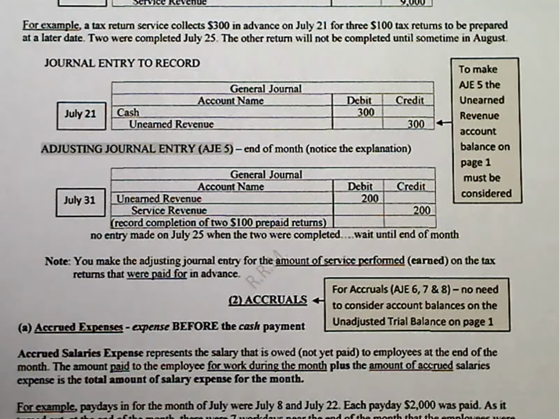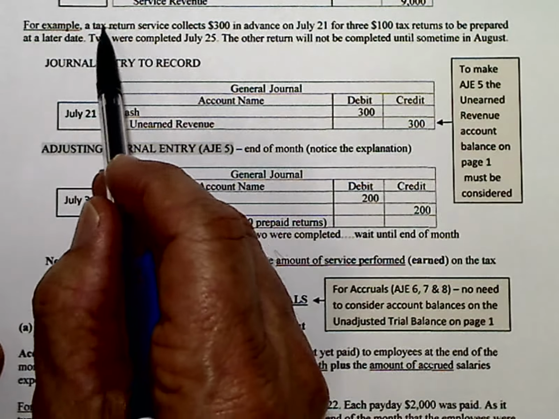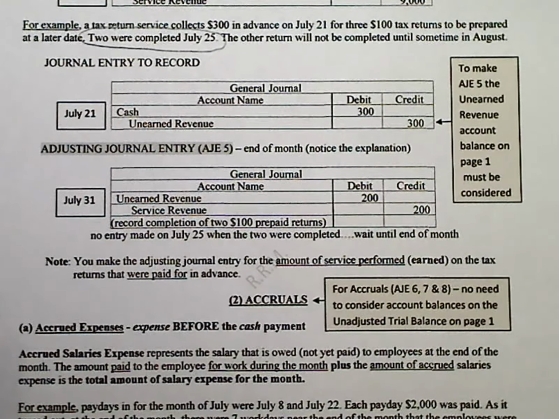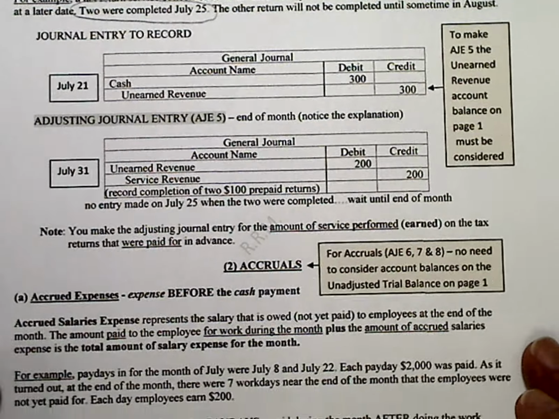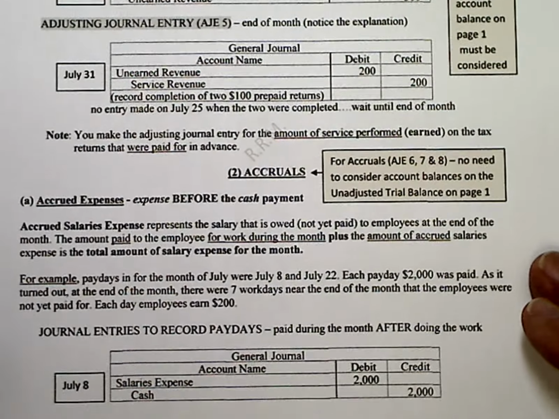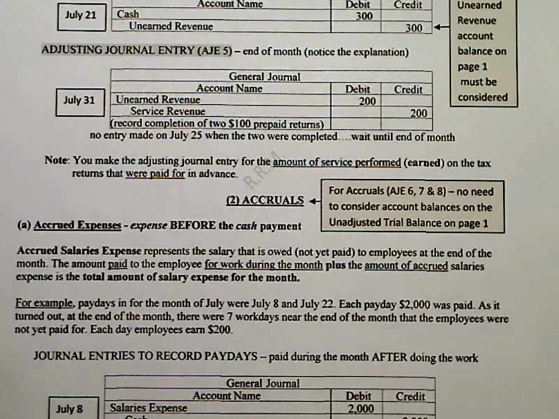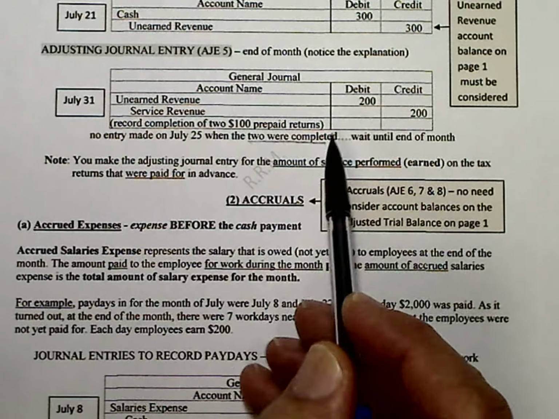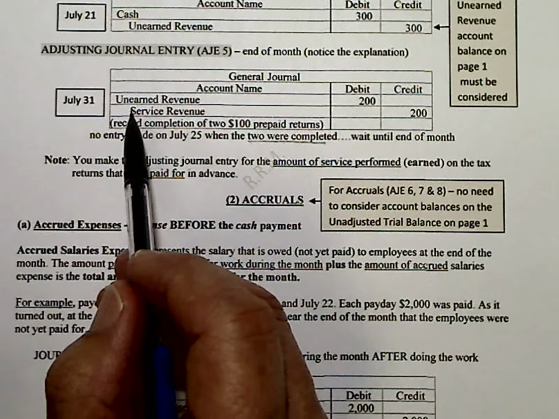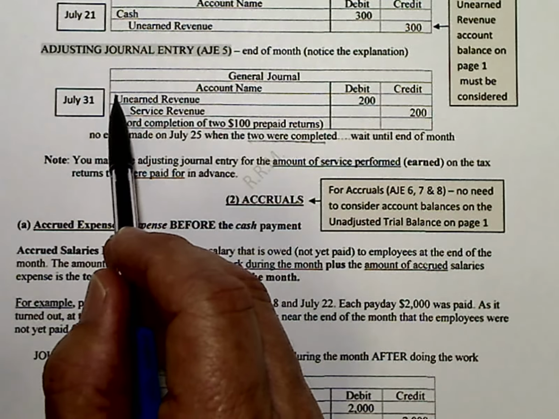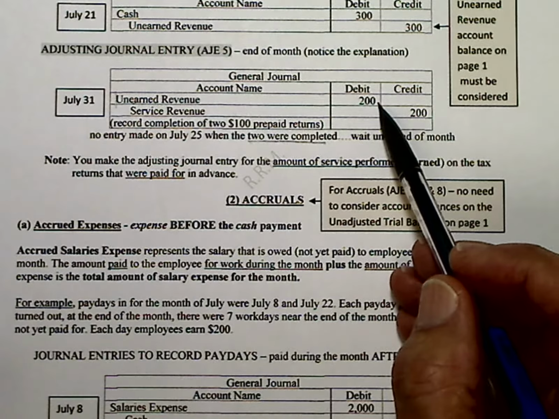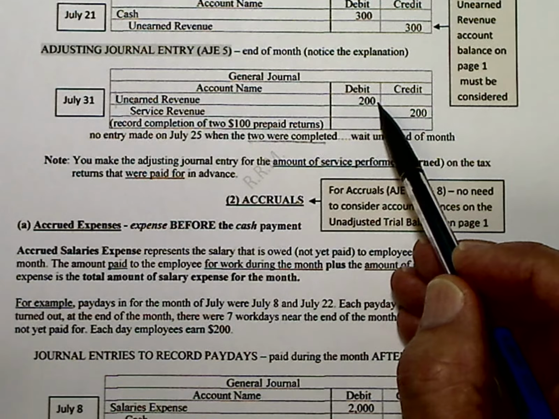But the fact is, look what happened. 2 of them during the month, we completed 2 of those tax returns. So we ask ourselves at the end of the month, do we need to make an adjustment? We do, to record those 2 that we completed. Debit that liability account, unearned revenue, to decrease it. We don't owe people $300 any longer.